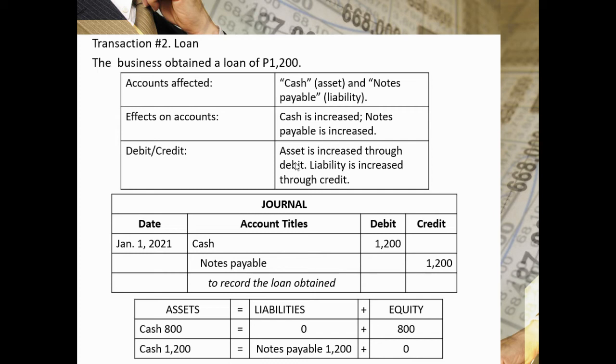And what is the effect of this transaction in the accounting equation? Siyempre, kadugtong pa rin niya yung transaction 1. So, in addition to the cash amounting to 800, may additional na 1,200. So, the total cash will now be 2,000. The total liabilities will now be 1,200 because of the loan. And the total equity is 800. And this shows that the basic accounting equation is still equal and is maintained as each transaction is recorded. So this is in accordance with the concept of duality and equilibrium.